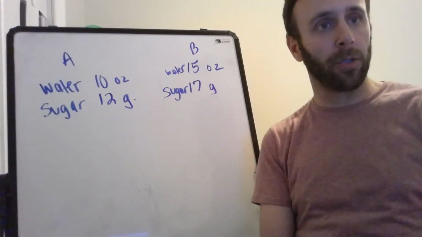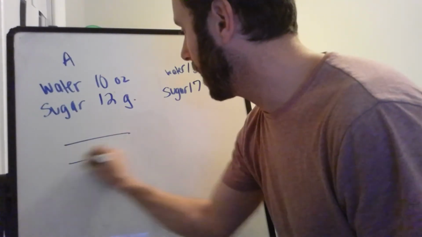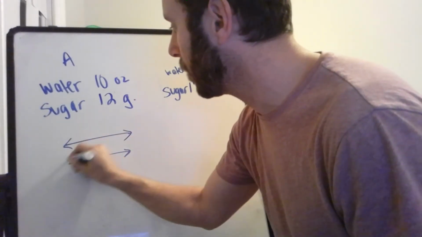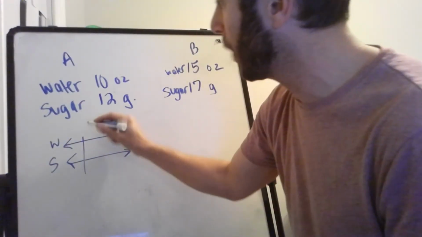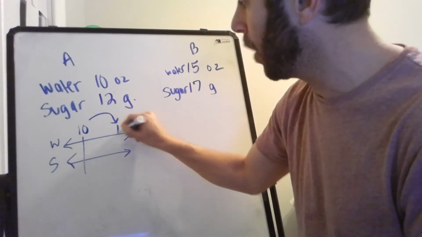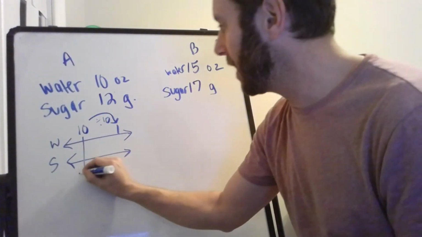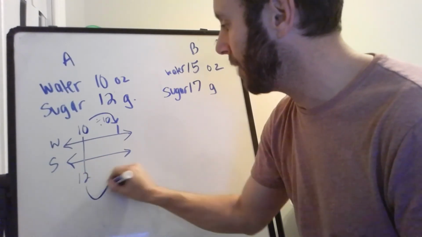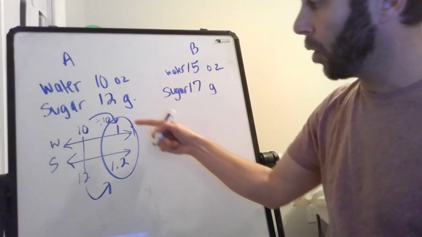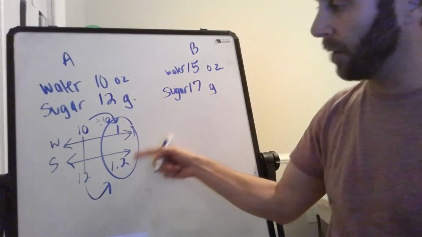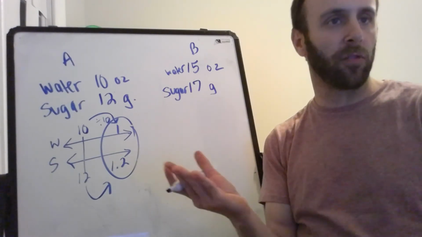So you guys had an opportunity to do that. Let's check to see if you did the right thing. So I made a double number line because that is a useful tool in math to help us solve problems. So we have water and we have sugar, and we're bringing the 10 ounces to 1 by dividing by 10. And then if you take the 12 grams of sugar and you divide by 10, you get 1.2. So in drink A, you had 1 water and 1.2 grams of sugar.